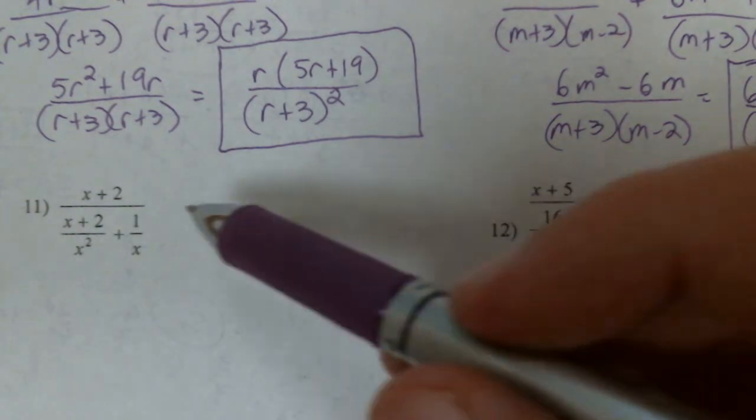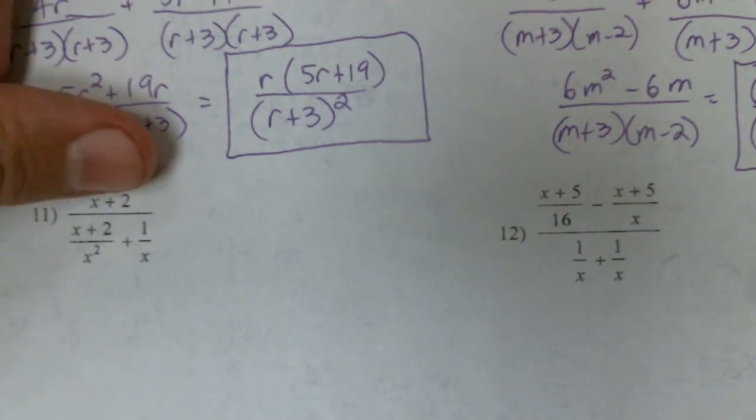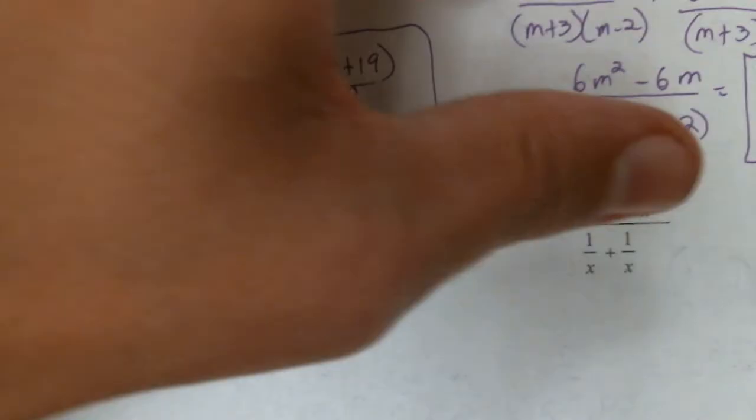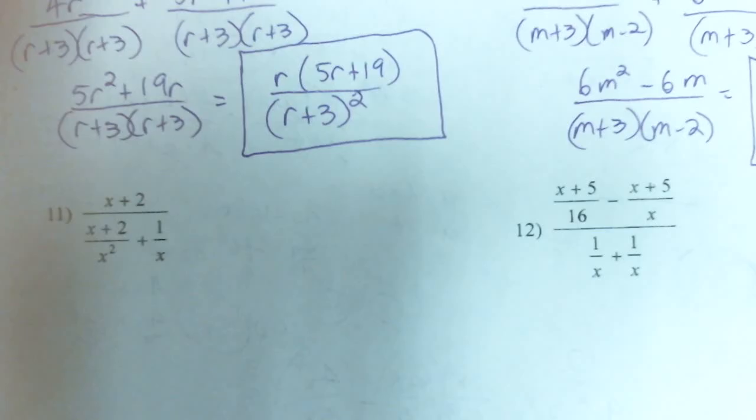You got fractions over fractions, fractions over fractions. Treat these like individual problems. Treat that as a problem, and then treat that as a problem, and then go from there.